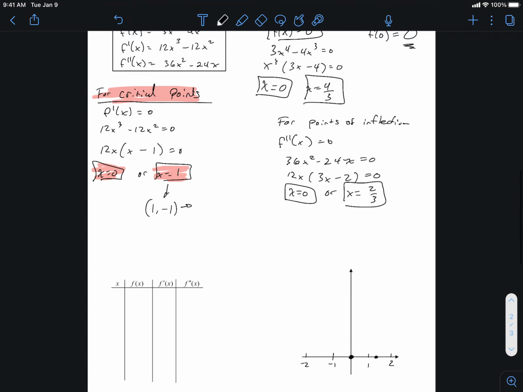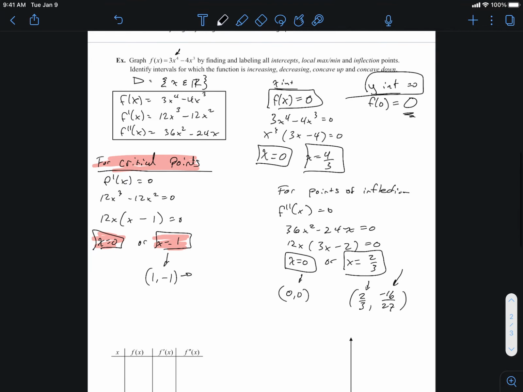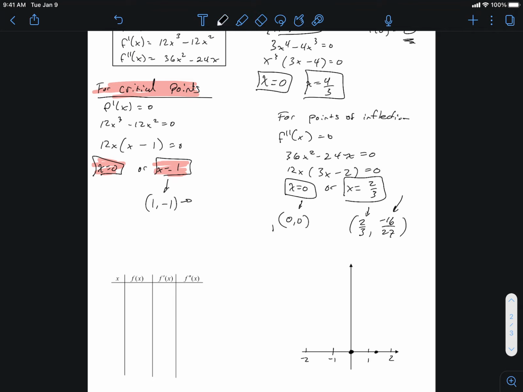And we can do the same thing over here. We have inflection points. We know what happens when we plug x equals 0 in. We get 0, 0. And if we plug 2/3 into our equation, we'd get 2/3 and -16/27. These are just the y outputs from plugging into the original function. So we know these are our 2 inflection points. We know this is a critical point. We just don't know if it's a local min or a max yet.